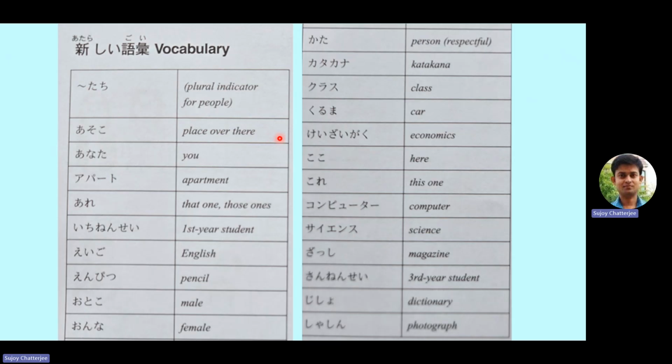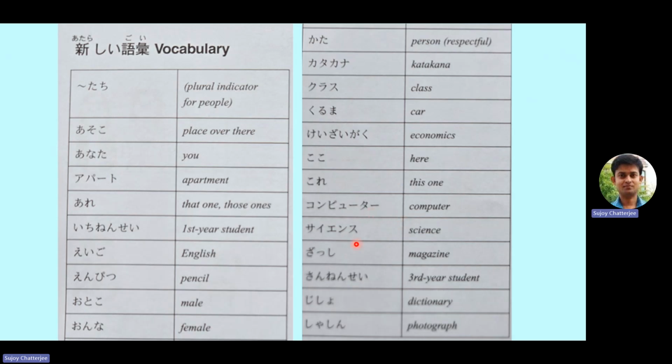Ichinensei, first year student. Eigo, English. Empitsu, pencil. Otoko, male or a man. Otoko is male. Otoko no hito is man. Onna is female. Onna no hito is woman. Kata, person, respectful. Katakana. Kurasu, class. Kuruma, car. Keizaigaku, economics. Koko, here. Kore, this one.